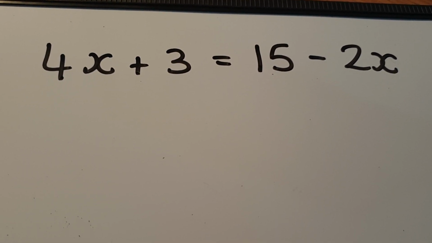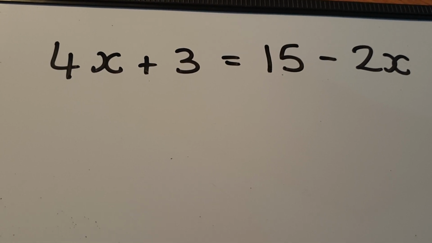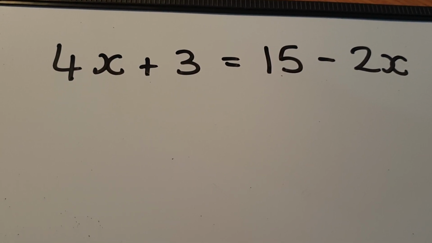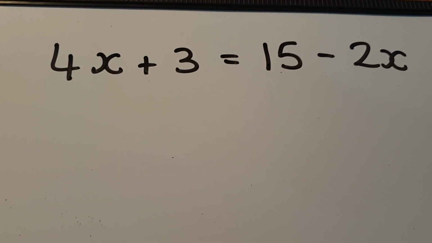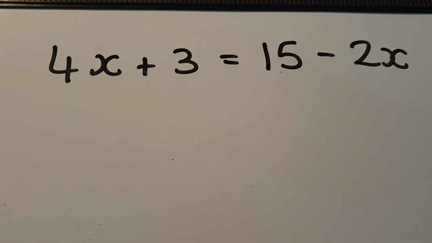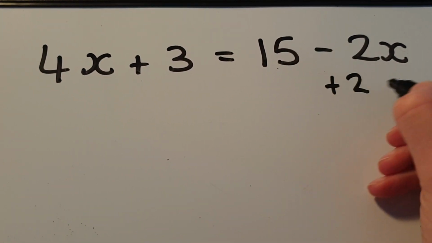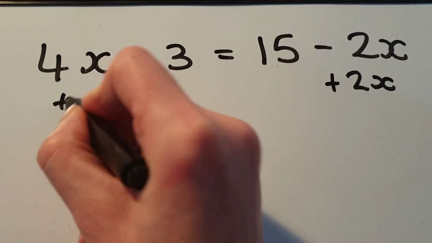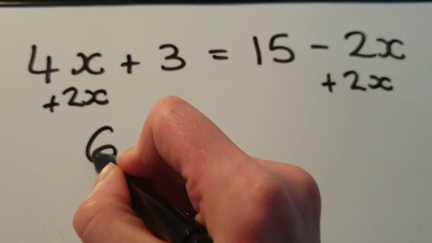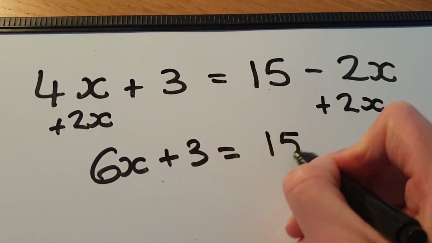You'll notice we've got a negative 2x, or a subtract 2x on the right-hand side. Negative 2 is smaller than 4. A negative is always going to be smaller than a whole number. So if you've got a negative, you want to add to eliminate. So we're going to add 2x to both sides. So we have 6x plus 3 equals 15.